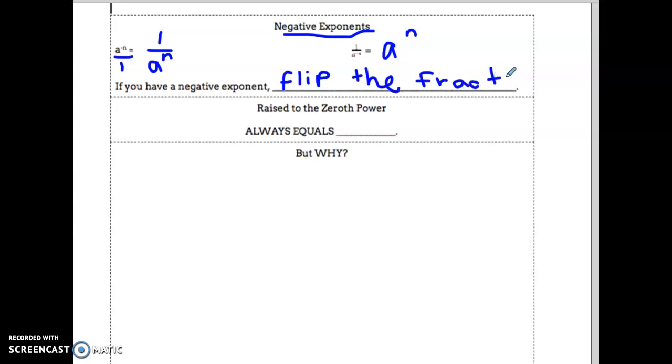All right, one other thing that you should have learned in 7th grade is when it refers to the 0th power. So for example, x to the 0 power always equals 1. Anything to the 0 power equals 1.